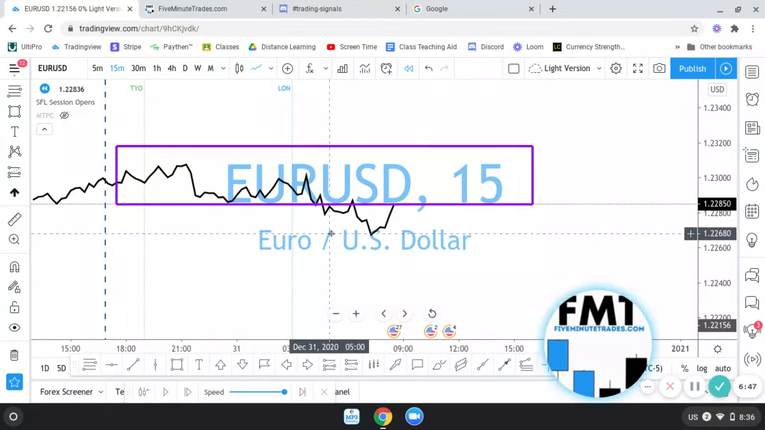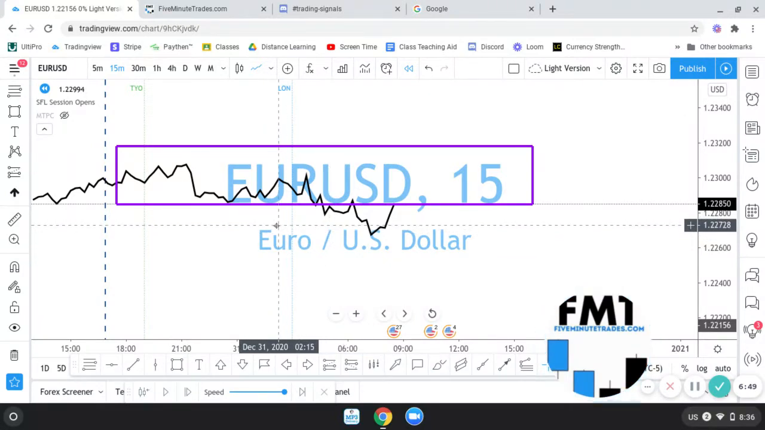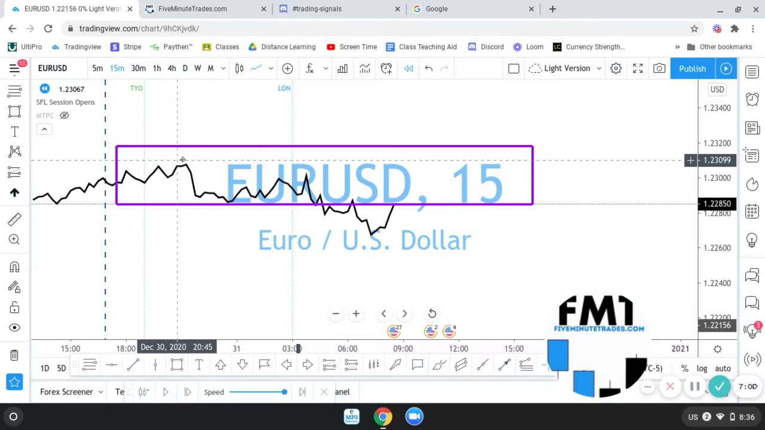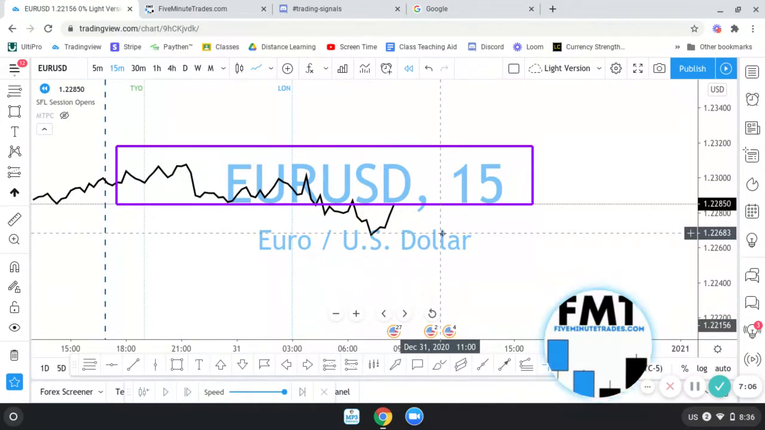First thing I noticed is that, once again, we're talking about market structure, it's starting to trend downwards because we're getting lower highs, higher lows, and lower lows. So lower highs and lower lows. So the first thing I want to do is look for a particular entry.